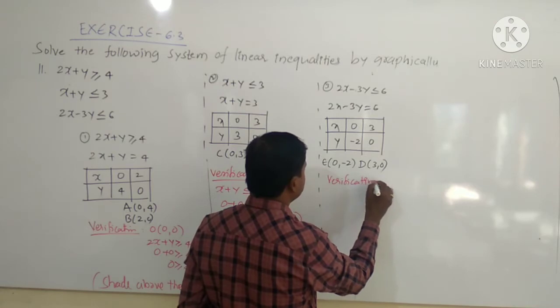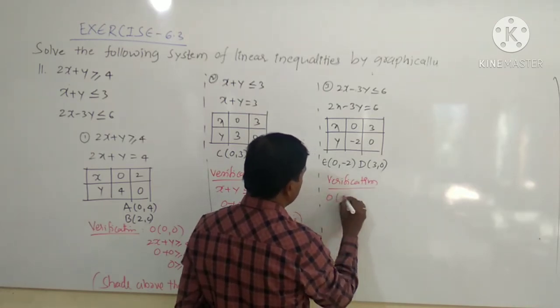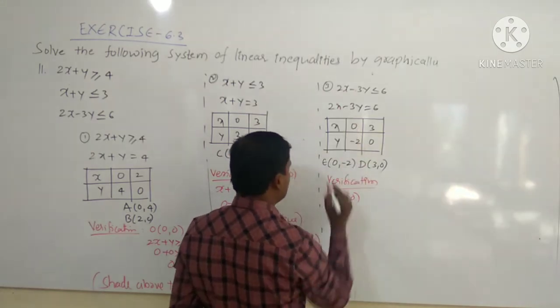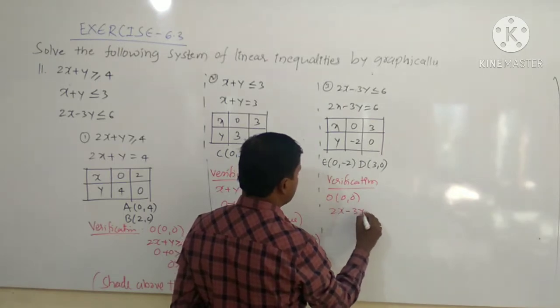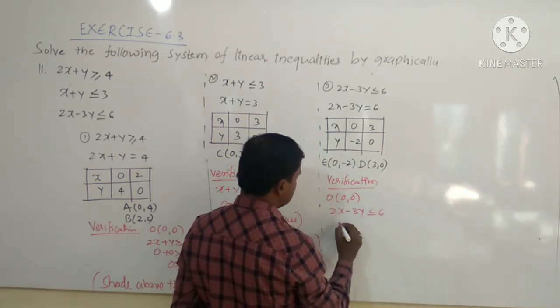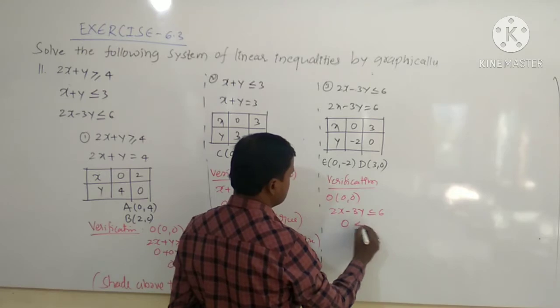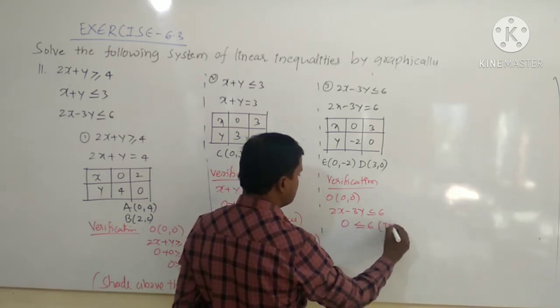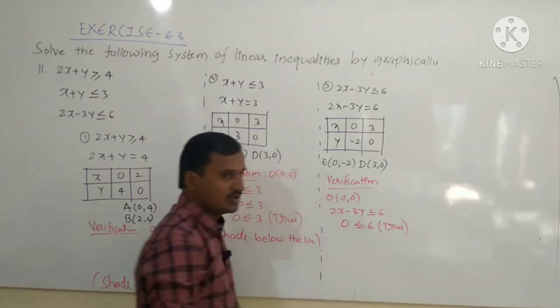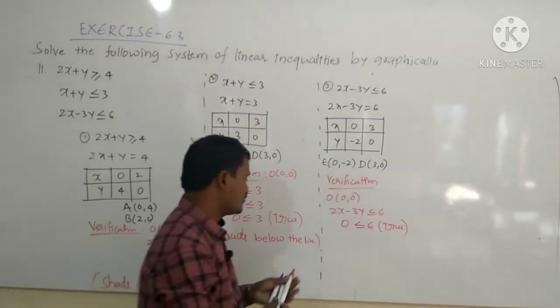Verification means to take the coordinate of the origin, to substitute here 2x minus 3y which is less than or equal to 6. So clearly 0 which is less than or equal to 0. So it is true. True means we have to shade.